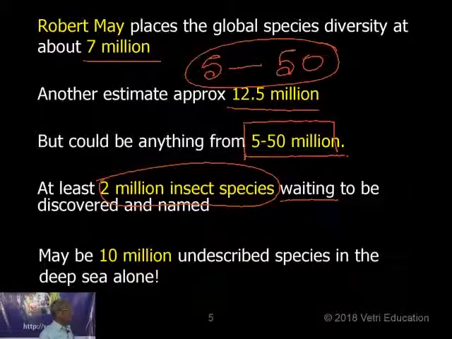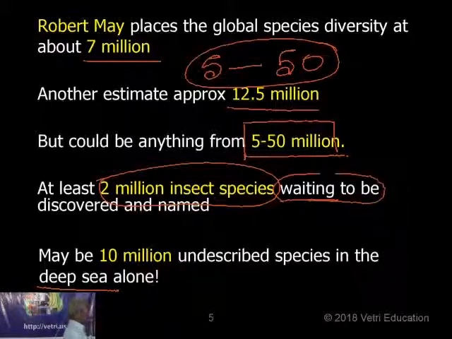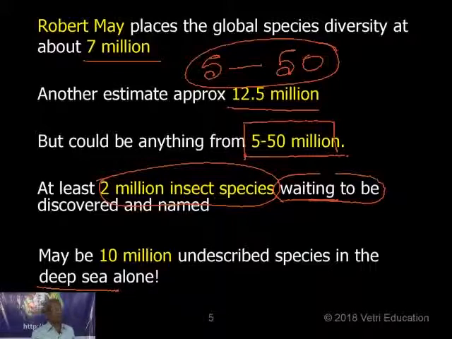Maybe 10 million undescribed species in the deep sea alone. So in the deep sea, we are not able to have a correct estimate. In the Amazon forest, the insects have not yet been identified fully. Microorganisms are also posing a big problem to us to identify how many species there are. So these are all some of the problems in giving a correct estimate of how many organisms are living in this world. So that's why I am telling you it could be anything between 5 to 50 million.